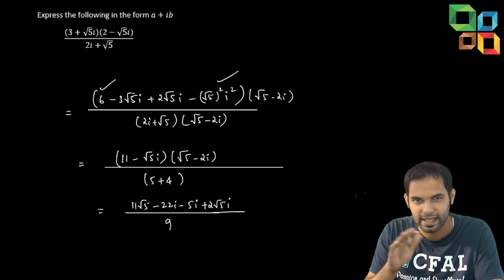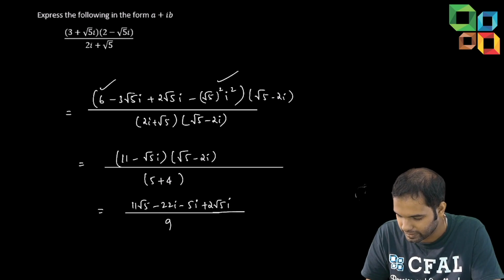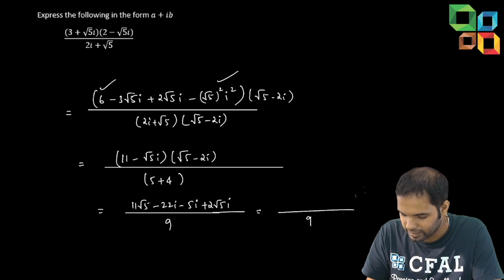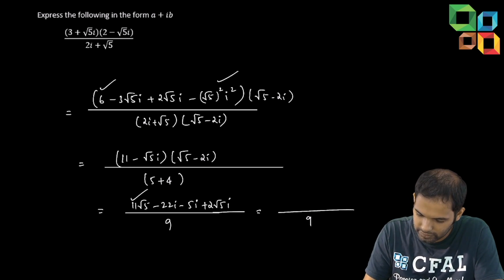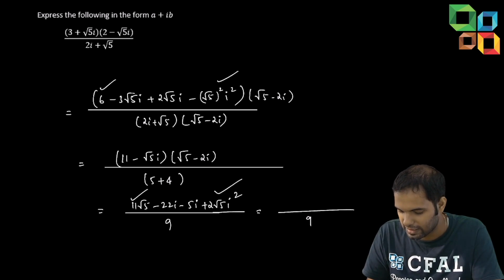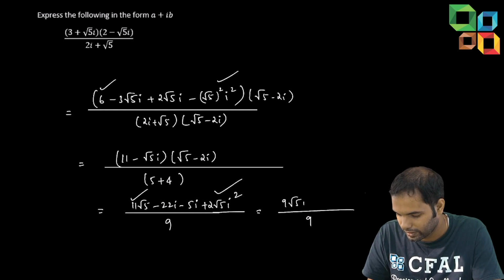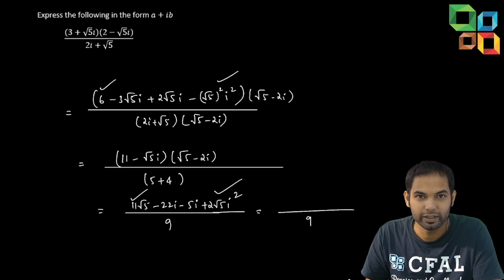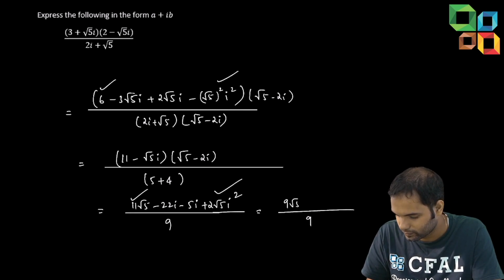Now, both contain a rational and irrational part. We can separate them. But first, what we do is separate the real part and the imaginary part. Real part is this. Sorry, this is i square here. So real part would be this. So 11 minus 2, 9 root 5, right? And the remaining part would be minus 27i.